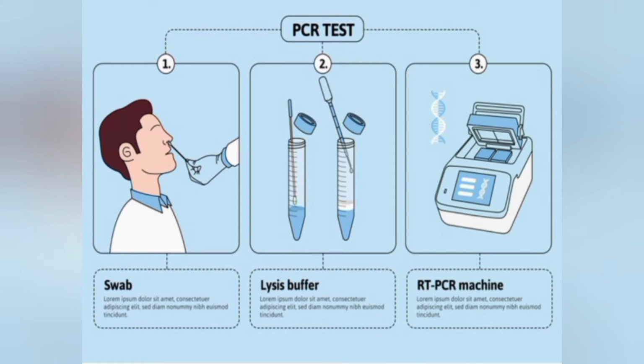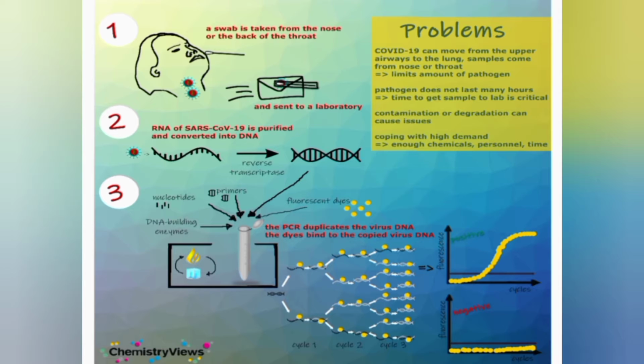The second is the PCR test. It includes three steps: the first is swabbing, then lysing, and the last is amplification through PCR. The WHO recommends collecting specimens from both the upper respiratory tract and lower respiratory tract. The samples require storage at 4 degrees Celsius in the laboratory.